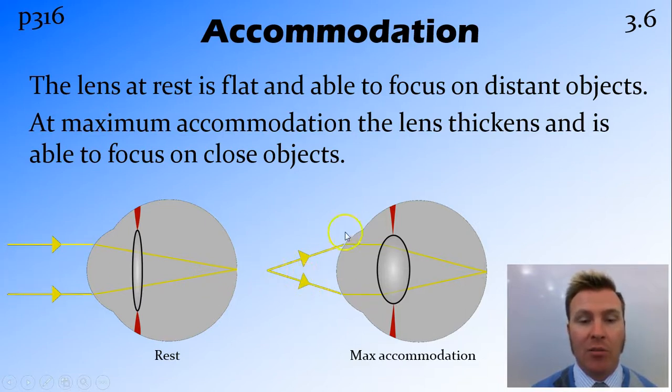Here we've got a close object, so you need to focus on it much closer to the eye. And so this needs a much higher refraction power, so it goes into maximum accommodation. The ciliary muscle tightens, the zonules relax, allowing the lens to relax and become this accommodated fat shape. This increases the refraction that occurs and brings the focal point much closer so that it can focus on the retina.